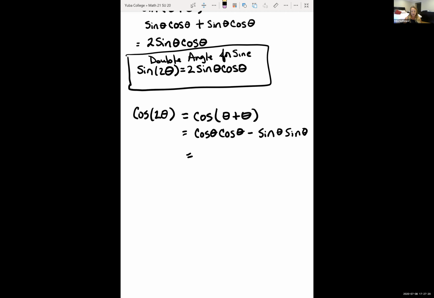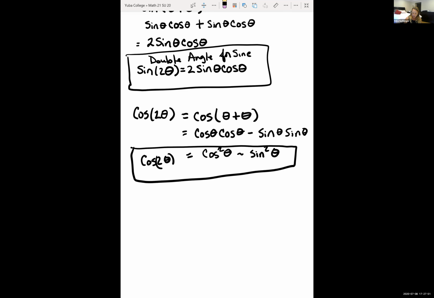Well, cosine theta times cosine theta, same angle. So we could rewrite that as cosine squared theta, which is the same thing as cosine theta quantity squared. You just usually write it this way. They're identical. Minus sine squared theta. Okay, so that is one of them. But we can derive the other 3 from this one.